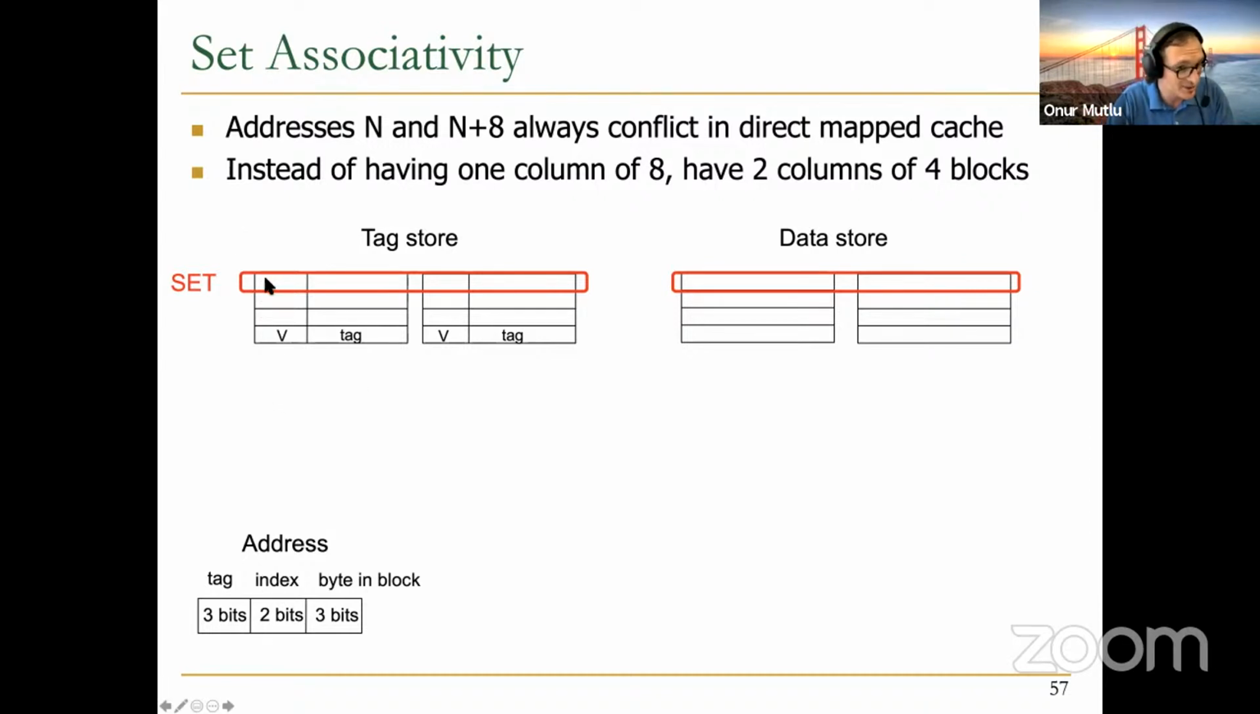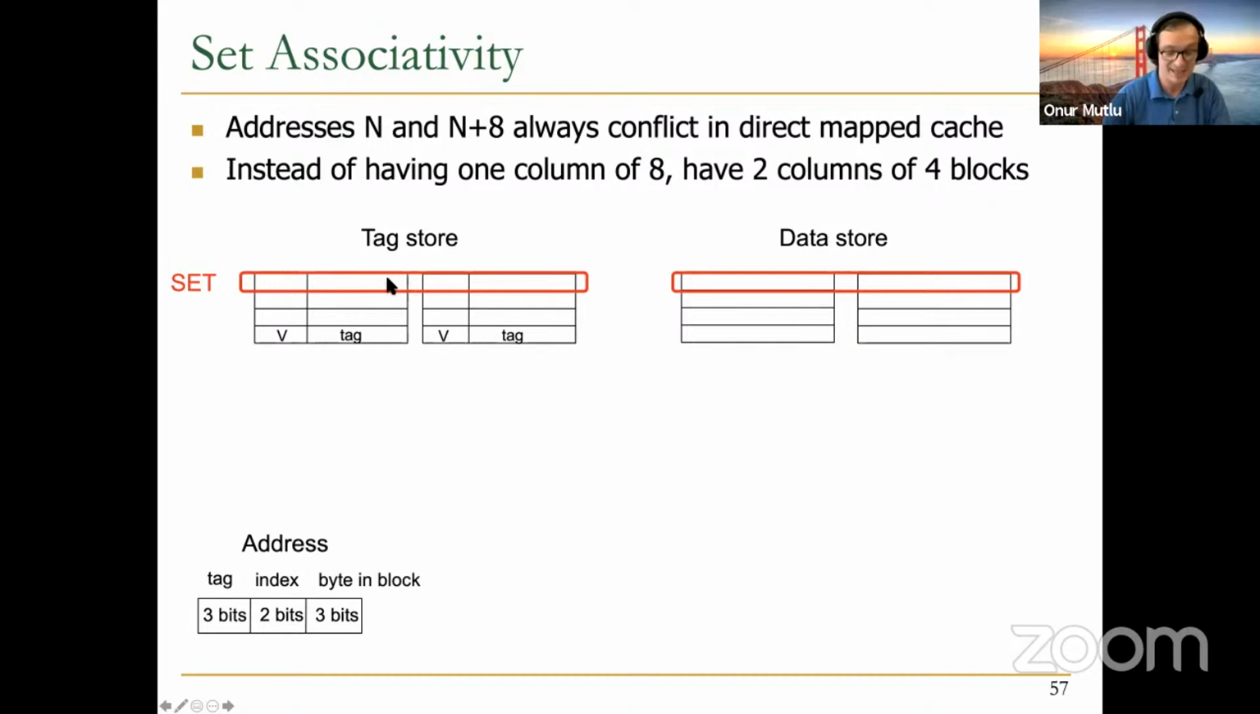So I'm still going to index into the cache, but I'm now going to have 4 possible indices, and for each possible index, I'm going to have space for 2 possible blocks. Okay. Now, if I have to accommodate both block 0 and block 8, block 0 can go here, block 8 can go here. And the data for block 0 can go here, and block 8 can go here. And I'm happy because both of them are in the cache. I don't get conflict misses.